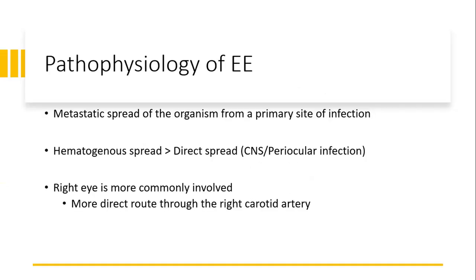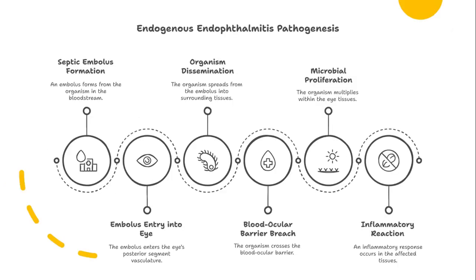This occurs due to the metastatic spread of the organism from a primary infection site, and the spread is more often hematogenous than a direct spread from periocular or CNS tissues. It's reported in the literature that the right eye is more commonly involved, or involved first, possibly because the right carotid artery is more vertical in orientation, so the septic embolus travels directly through there.